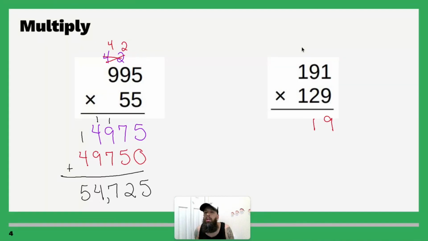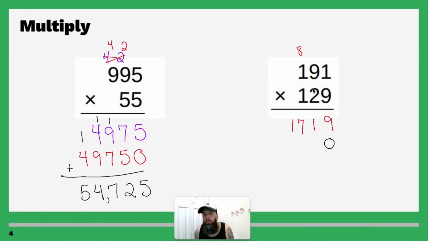Write out the 1, carry over the 8. Multiply these two and add 8. 9 times 1 is 9. 9 plus 8 is 17. Now, just like we did over here, whenever we finish with the ones spot down here and move to the tens, we attach a 0. That's not going to change.